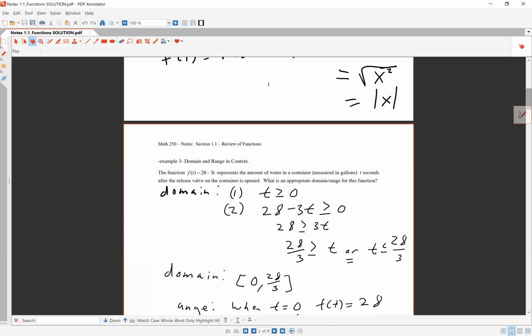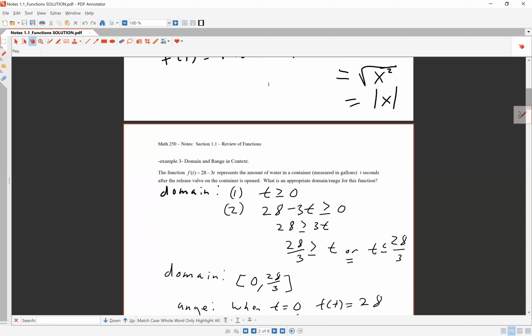Here's a more interesting problem, example 3. You have the function f of t equals 28 minus 3t, but in this case both t and f of t represent physical quantities. t is seconds, and f of t is the amount of water in gallons. We can't have negative seconds, and we can't have negative water. So the domain can't be any less than t equal to 0, so t is greater than or equal to 0. The amount of water can't ever be negative, so we choose t such that 28 minus 3t is greater than or equal to 0, and you solve for t.